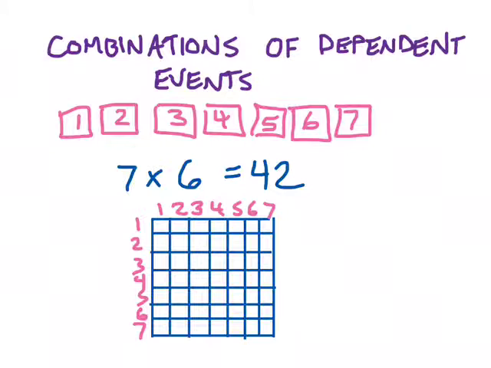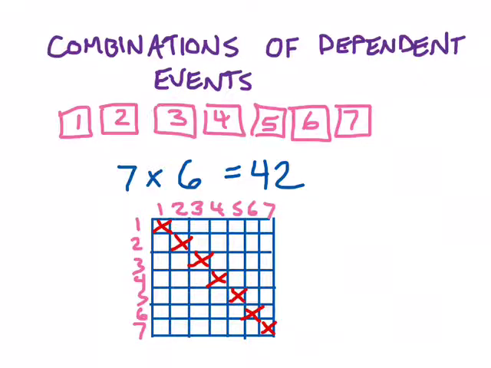So when you make a chart or a tree diagram of dependent events like this, you're going to be eliminating things as you go. So for example, I can't pull the 1 more than once. So pulling 2 1s is not a possibility. I can't pull the 2 more than once, or the 3 more than once, or the 4, the 5, the 6, or the 7. So if we have 2 dependent events and we diagram them, we're typically going to be crossing out this diagonal, assuming we've organized our numbers well.